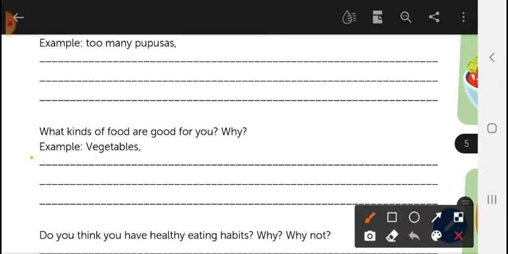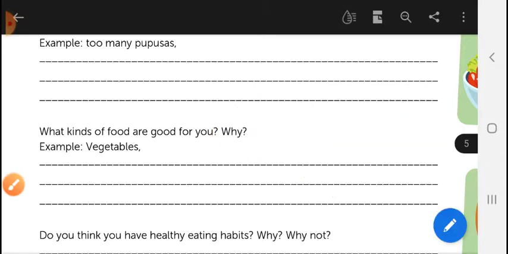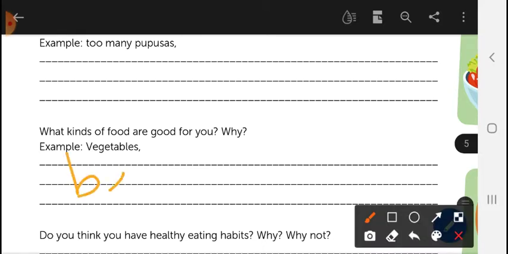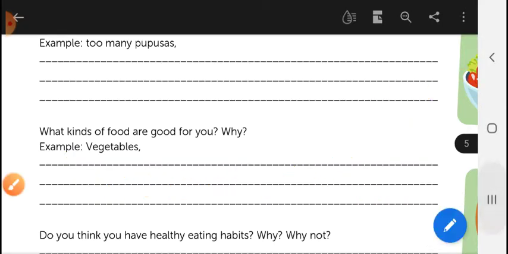Next questions. What kind of foods are good for you and why? Attention here. De nuevo encontramos the word why. Remember, why means, okay? This is why. Now, if you have to answer, you have to write because. En la respuesta escribimos because. Porque because means, okay, estamos dando una reason, dando una razón.